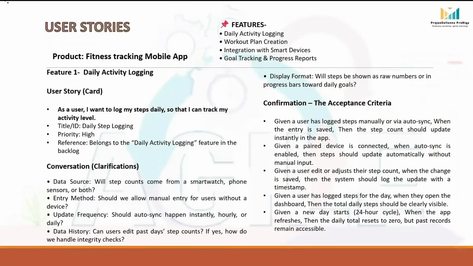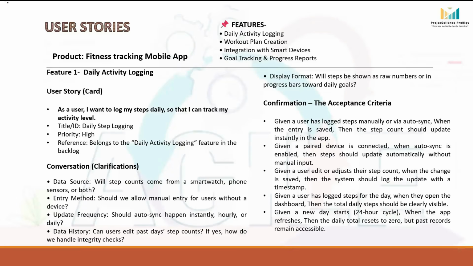Now we have come to an interesting slide. Here we will practically understand how to write the user stories. Suppose our agile team is developing one product, a fitness tracking mobile app, and we have four features here: daily activity logging, workout plan creation, integration with smart devices, and goal tracking and progress reports. For each feature, we will write one user story to understand the concept in more practical ways.